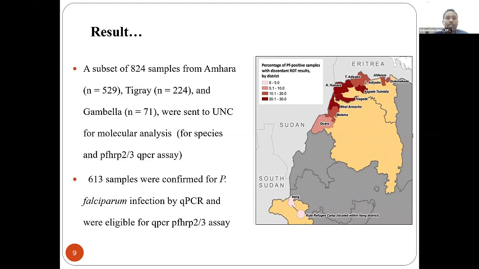824 samples were selected from Amhara, Tigray, and Gambella. The samples were sent to the University of North Carolina for molecular analysis to confirm the species and the PF-HRP2/3 qPCR assay. Out of these, about 613 samples were confirmed for falciparum infection and were eligible for the PCR and qPCR HRP2/3 assays.